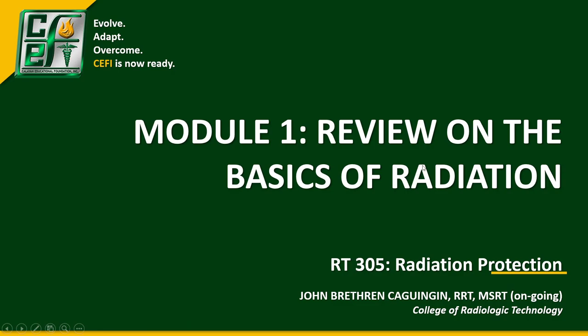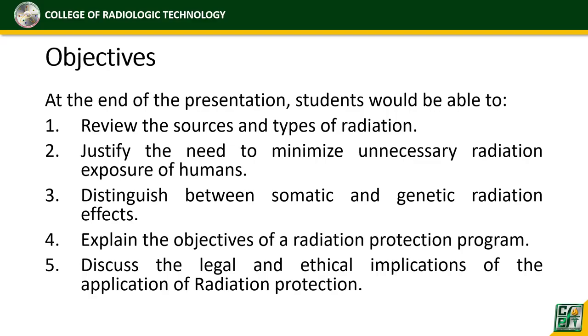Okay, so module 1, review on the basics of radiation. So objectives: review the sources and types of radiation. Justify the need to minimize unnecessary radiation exposure to humans. Distinguish between somatic and genetic radiation effects. Explain the objectives of a radiation protection program. Discuss the legal and ethical implication of the application of radiation protection. Okay.